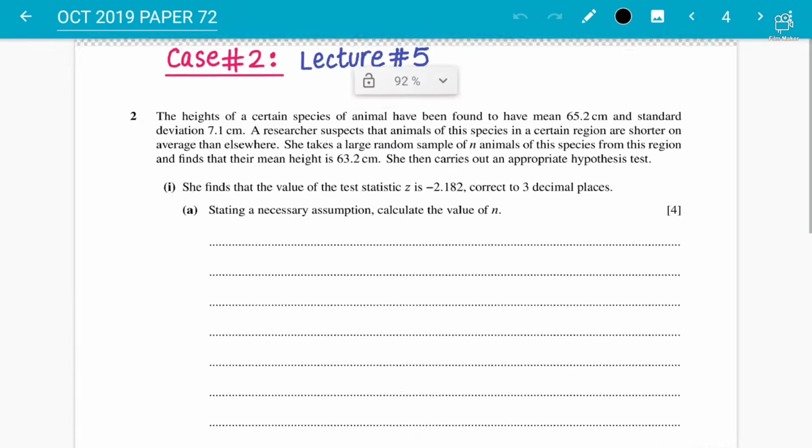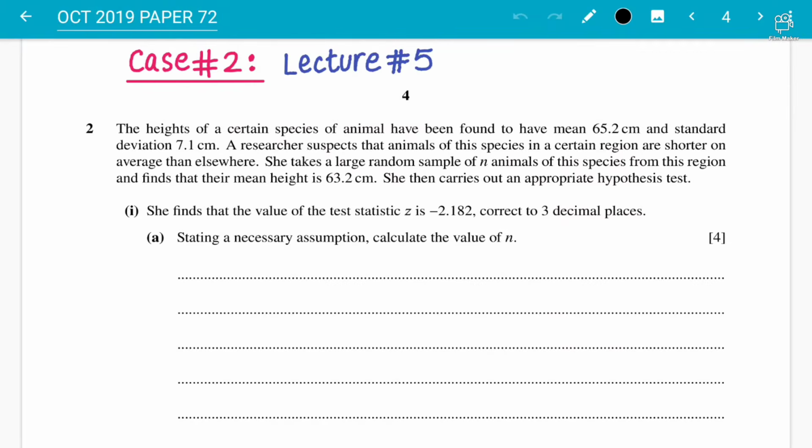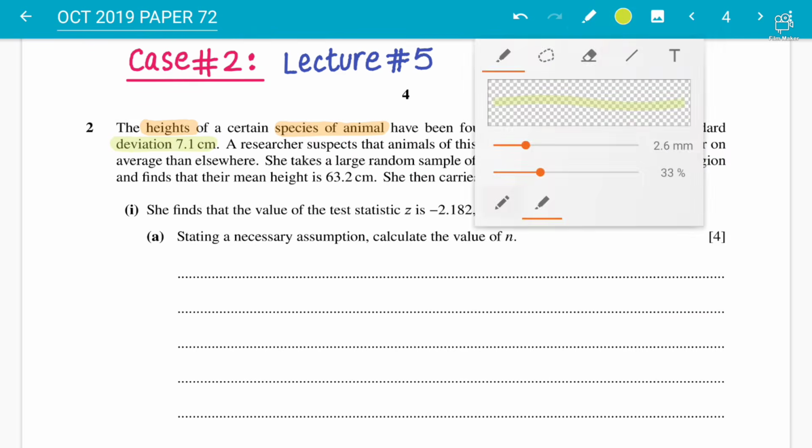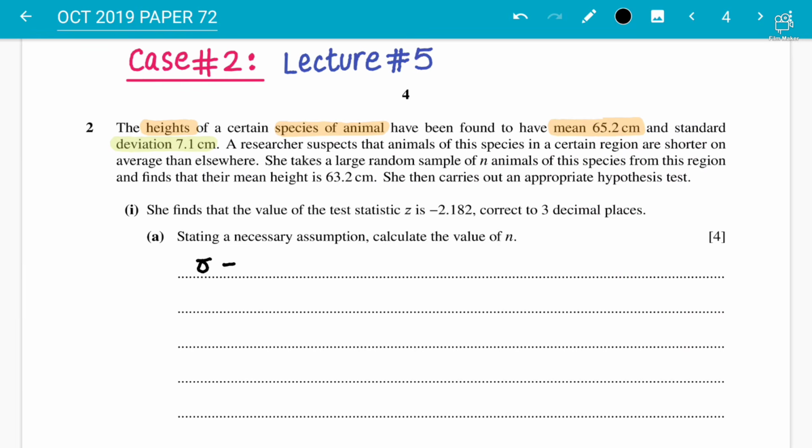Now an application of case number 2, a perfect question. Write it down. This is from October 2019, paper 7 variant 2, a normal distribution hypothesis testing question using the z value. Let's read it and understand. The heights are available of a certain species of animal. They have been found to have a mean of 65.2 and a standard deviation of 7.1. Let's write down the information: the standard deviation is 7.1 and the mean is 65.2.